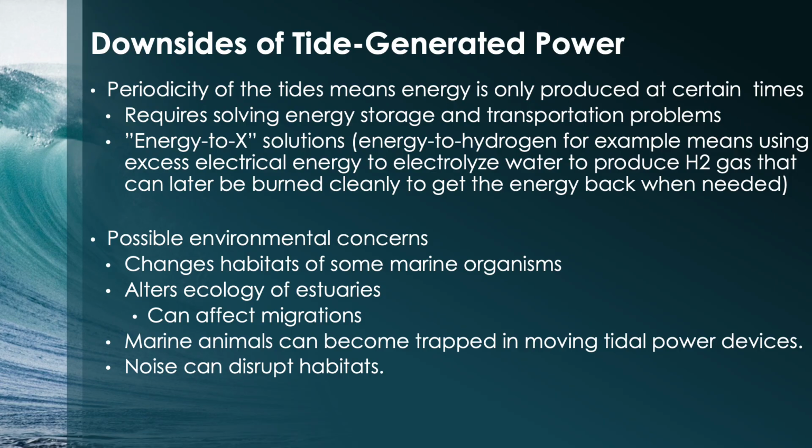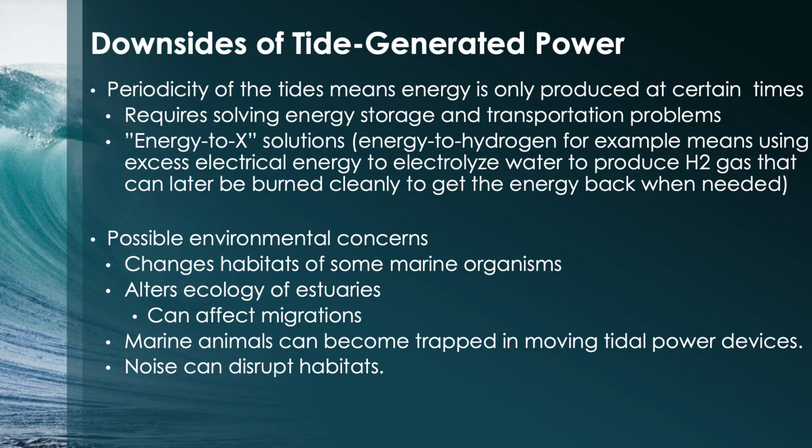electricity to electrolyze water. Water is H2O, so it has 2 hydrogens and 1 oxygen. If you take 2 water molecules, that means you have 4 hydrogens total and 2 oxygens total. You can split that up into 2 hydrogen gases, 2 copies of H2, and 1 copy of O2, oxygen gas. There's a reaction that happens when you run electricity through water that breaks up the water molecules into these 2 gases.